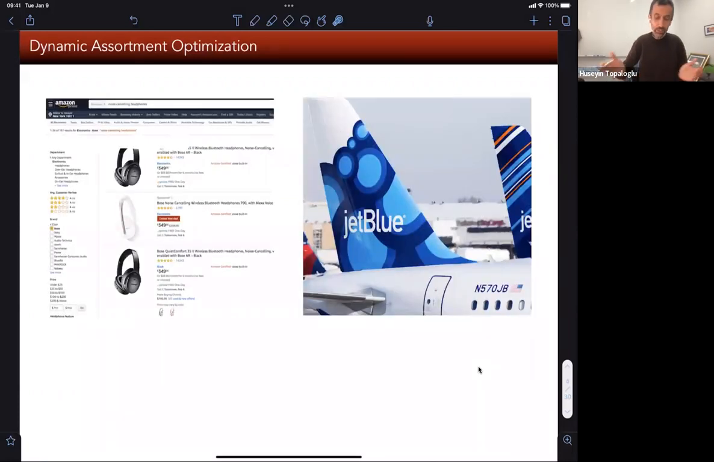So now I have some applications for these kinds of problems. One is online retail on the left. The other one is revenue management problems over parallel flight legs. Let me try to unpack these two applications for you. So let's talk about online retail.